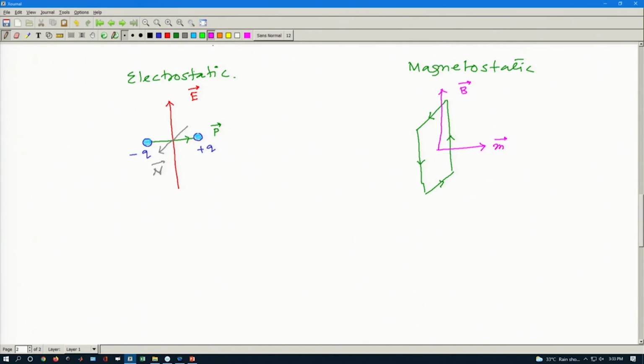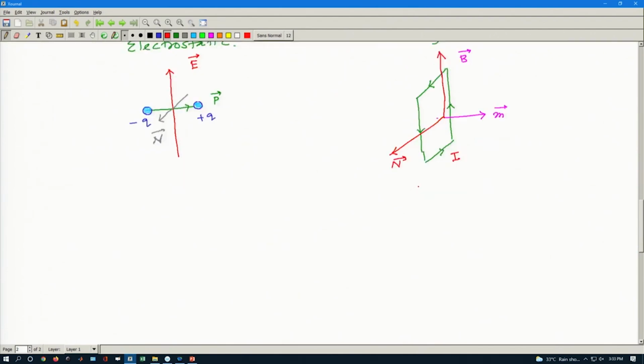Okay, it should be perpendicular. So my drawing is off, so let me draw it once again. So, B is roughly this, and the torque that one can expect is along this direction, and that is N. Current is flowing here, and that is N. Now, these are the two cases.